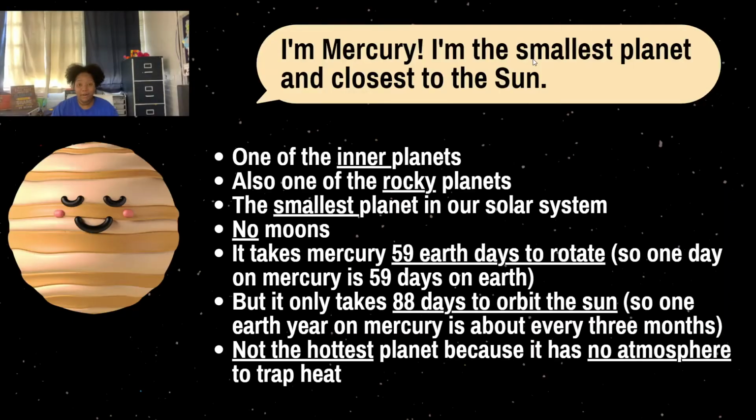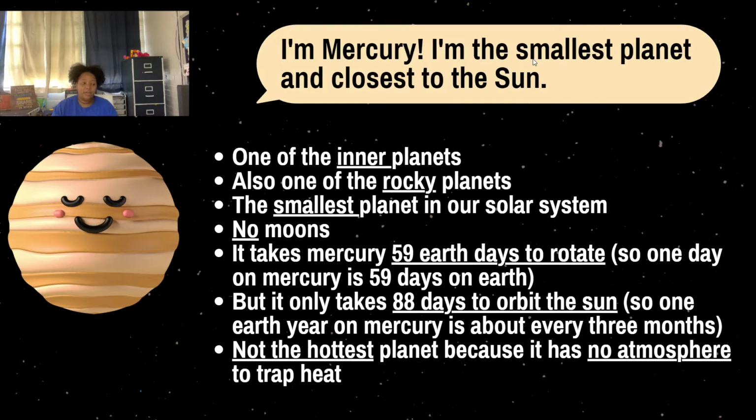Mercury is one of the inner planets, meaning it's one of the ones that are closer to the sun. It is also one of the rocky planets. So when I say rocky, that's describing its surface. As we just said, it's the smallest in our solar system. Mercury, unlike us, has 0 moons, so no moons at all.